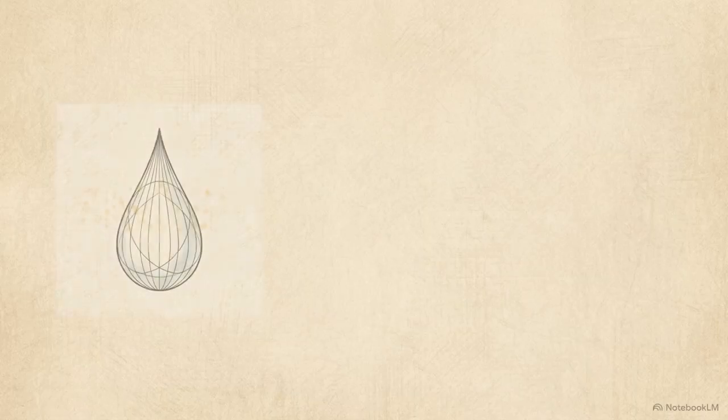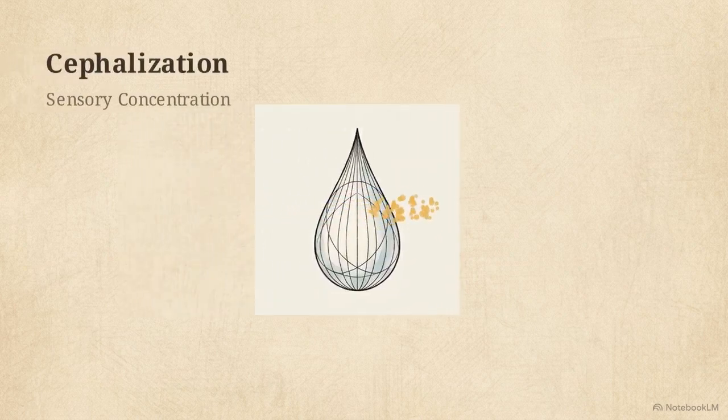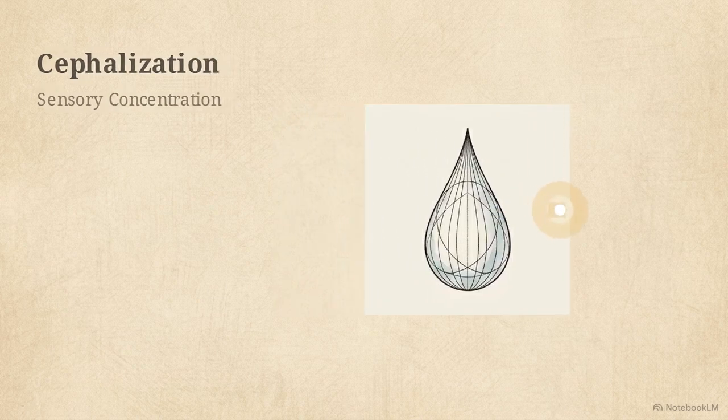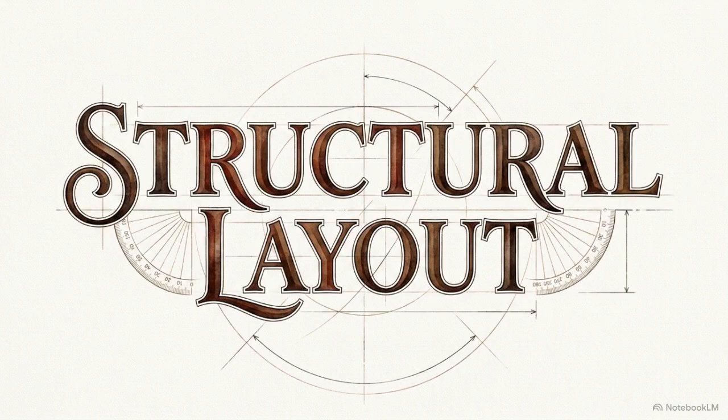The physics of moving forward creates a new necessity. Your sensory equipment must lead the way. This constraint drives cephalization, the heavy concentration of nervous tissue at the anterior end, creating a distinct head. Body symmetry serves as the fundamental blueprint for how an animal negotiates the physical forces of its environment.